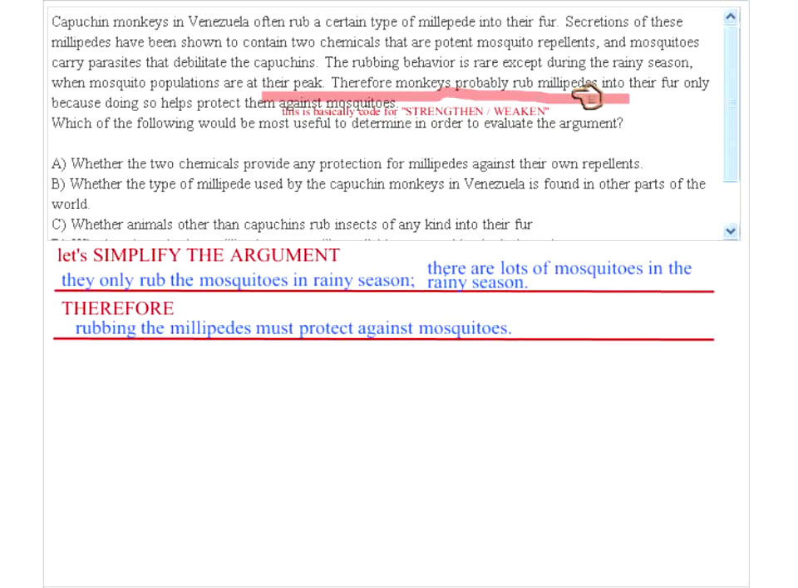So, okay. Some of you, I want to comment on a couple of these simplified arguments. A couple of you are going a little bit too far. One of you, as a premise, put capuchins use millipedes to repel against parasites. That's not what this says, okay? Because that implies that they already know that it's mosquito repellent, that's a circular argument. That's already your conclusion. This just says they rub a bunch of millipedes in and there's a chemical that happens to repel mosquitoes. It does not say that that's the purpose why the monkeys are doing it. That's actually the conclusion of the argument. That's not a premise.